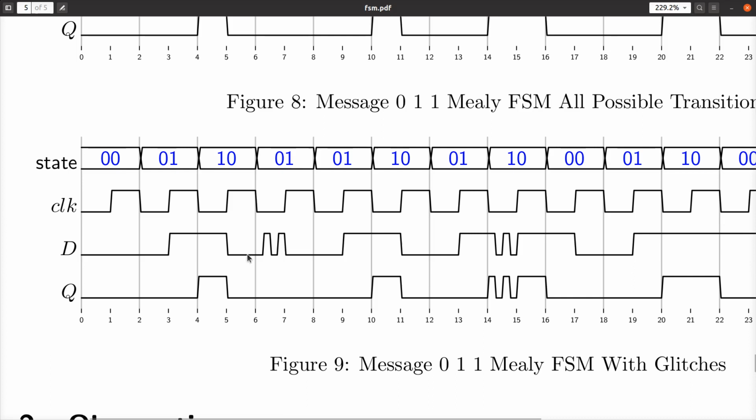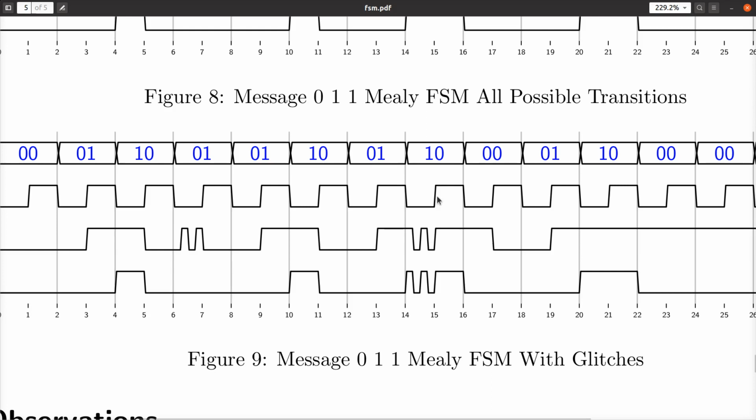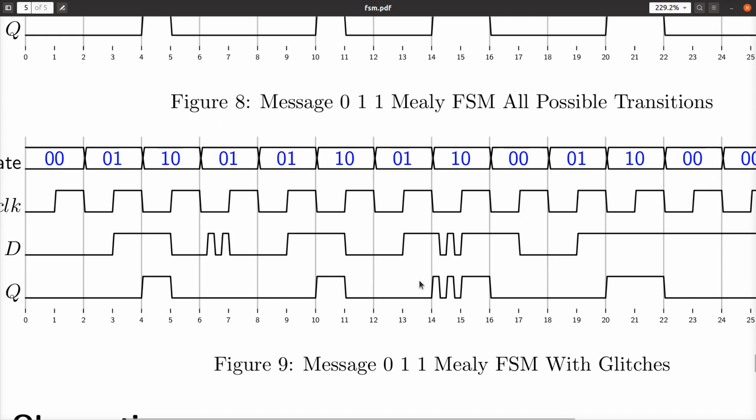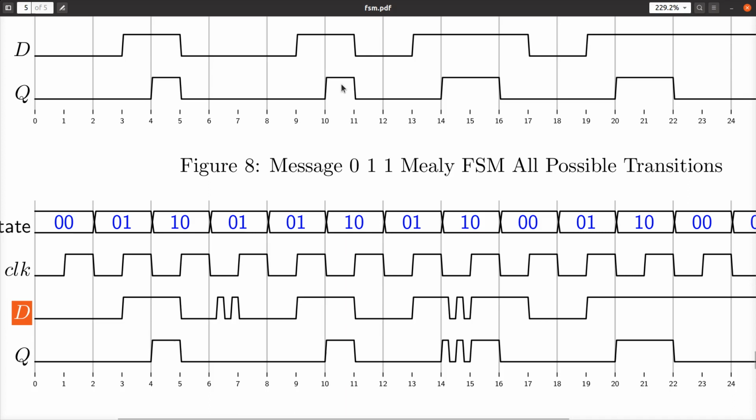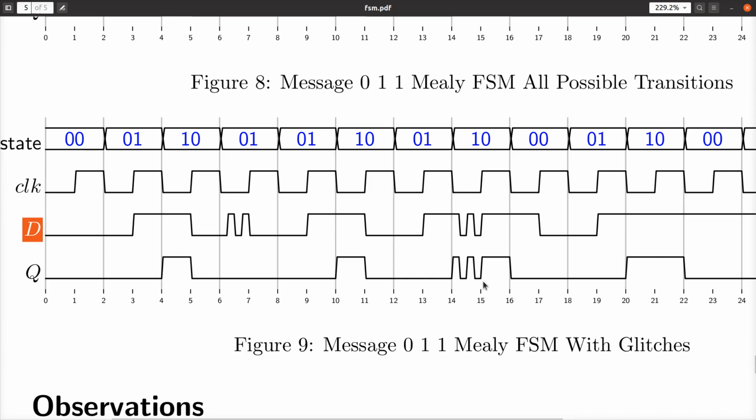If Q is going up and down and up and down, it's because Q is given as a function of not just the current state, but also the current inputs. We've already seen it up here. The input changes can cause Q to change right away, we could say asynchronously with the clock. In the Mealy machine, the output Q can change any old time. It can change when the clock ticks. It can change when the input's going on and off. Again, we have to be very careful.